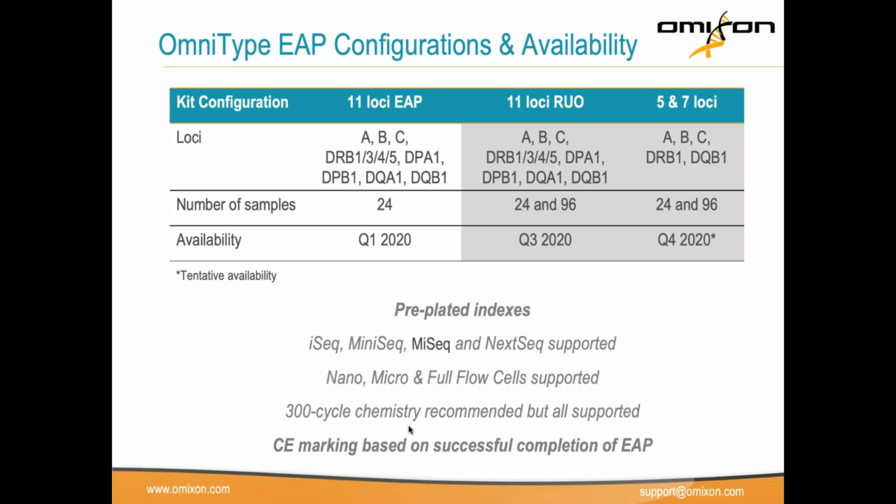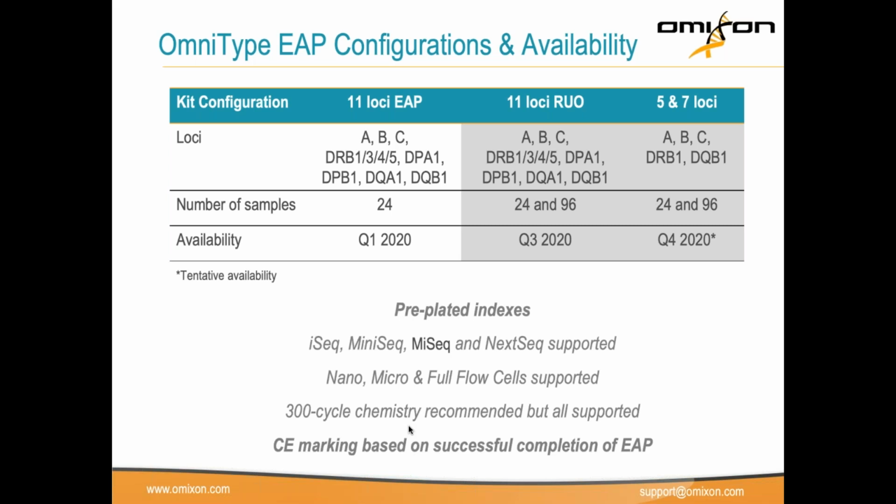Of course, all of the flow cells will be supported depending on the instrument. The 300 cycle chemistry is very highly recommended, but if somebody wants to use a 500 cycle chemistry as well, it can be supported. It doesn't make much of a difference. And finally, the CE marking of the 11 locus RUO product will be very heavy.